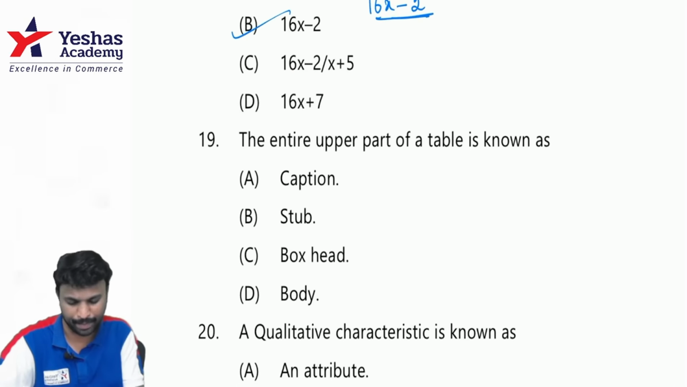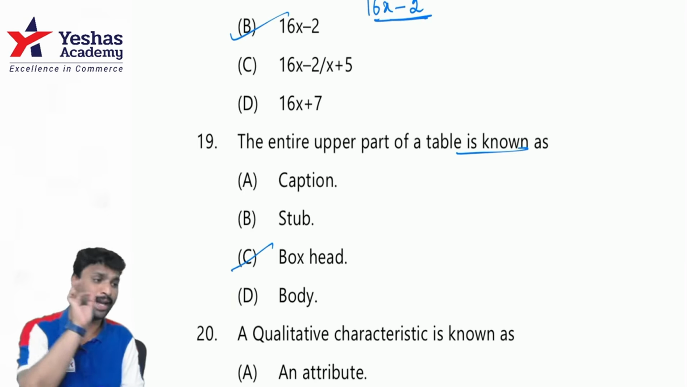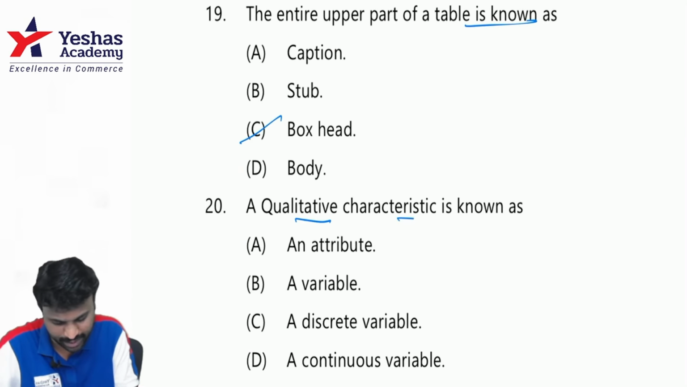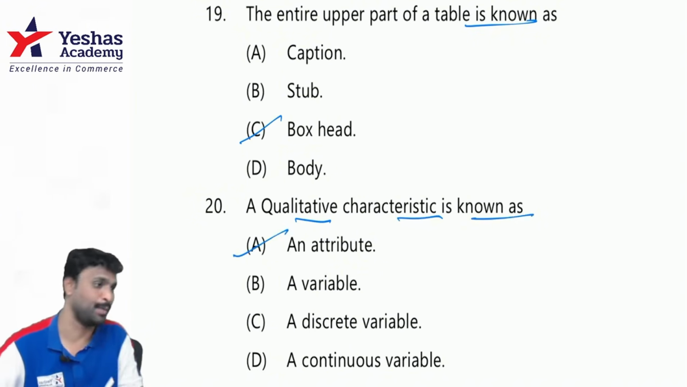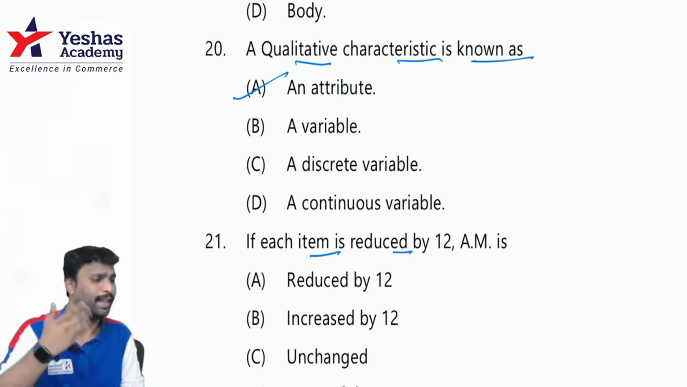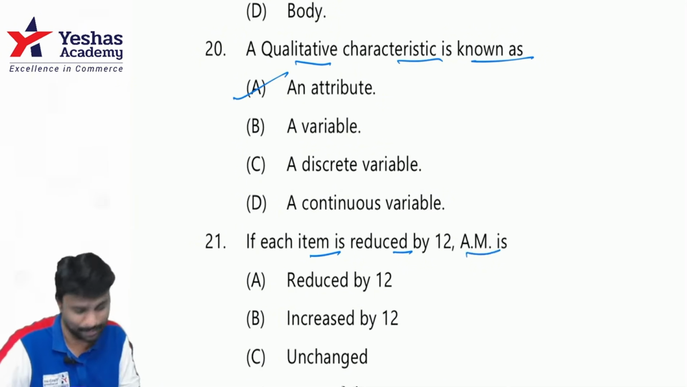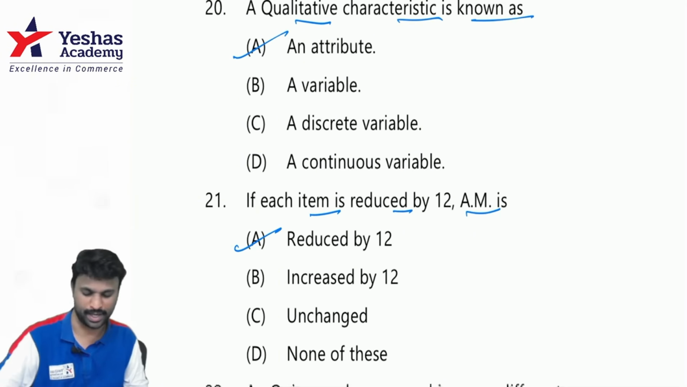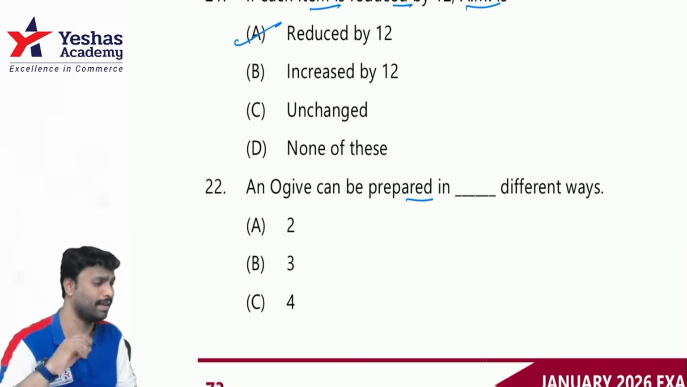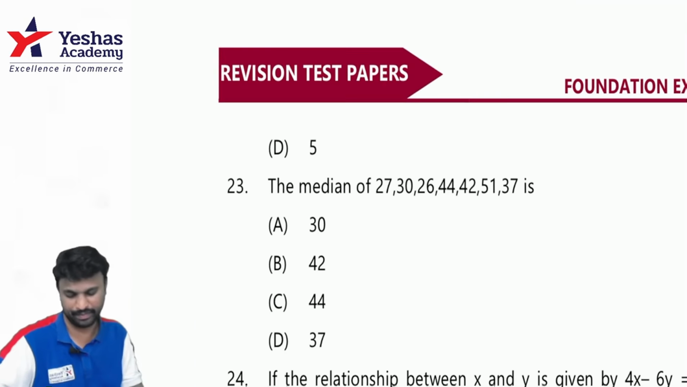The entire upper part of the table is known as box head. Entire upper part of the table is known as what? The box head. Qualitative characteristics is known as an attribute. If each item is reduced by 12, that means each item is subtracted by 12, AM also gets subtracted by 12. That means option A is the right answer. And ogive can be prepared in how many ways? 2 ways, less than ogive and more than ogive.